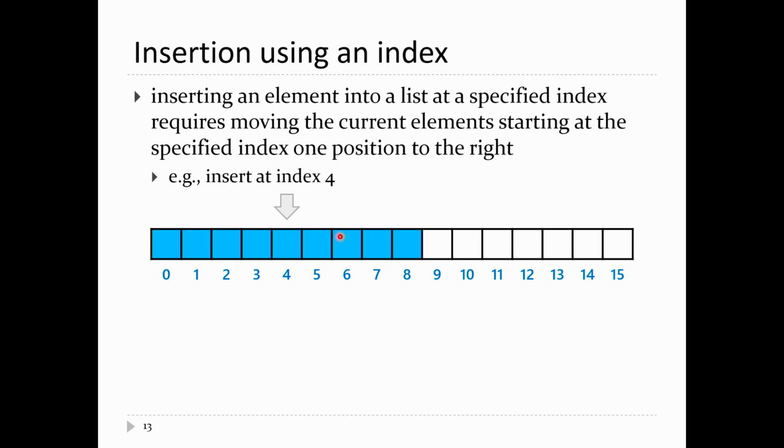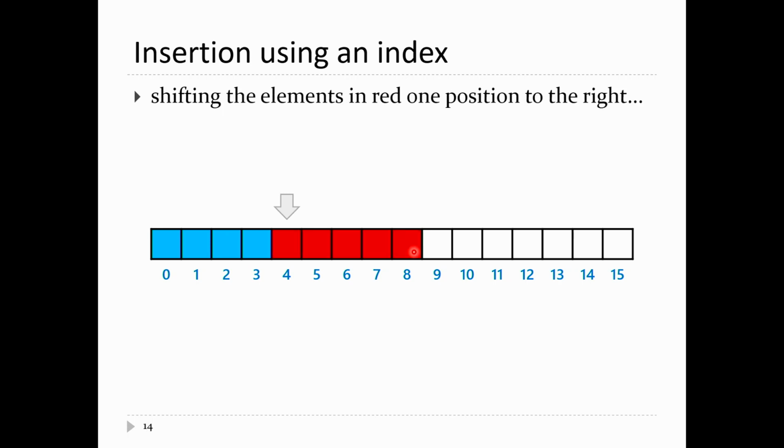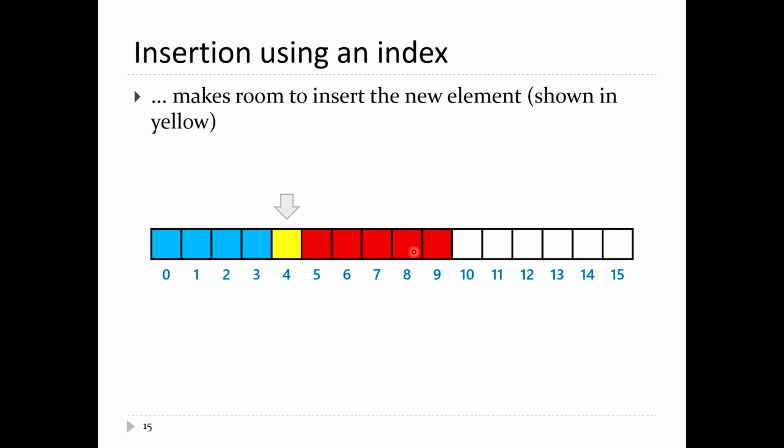So what that means is I want to take elements 4, 5, 6, 7, and 8 and move them all over one position to the right. In other words, I want to take these elements and shift them to the right by 1. And that gives me space to insert the new element. So that's what we're going to have to do when we implement insert.